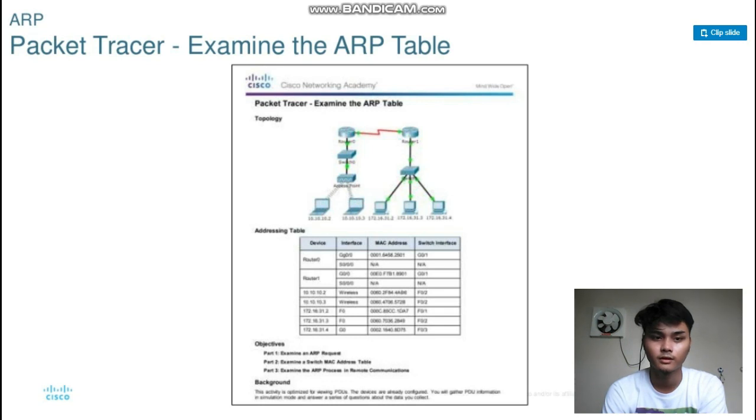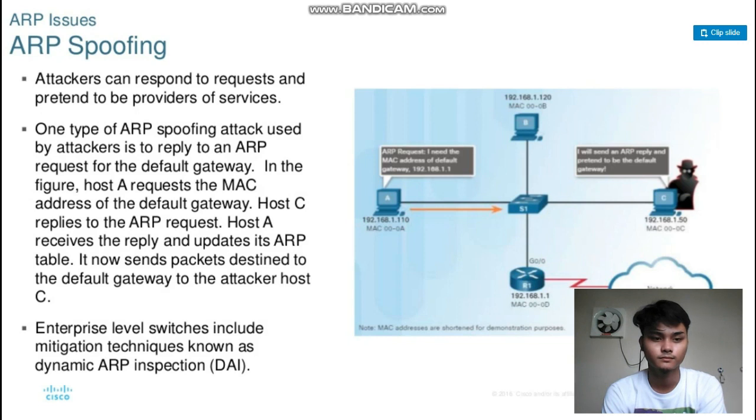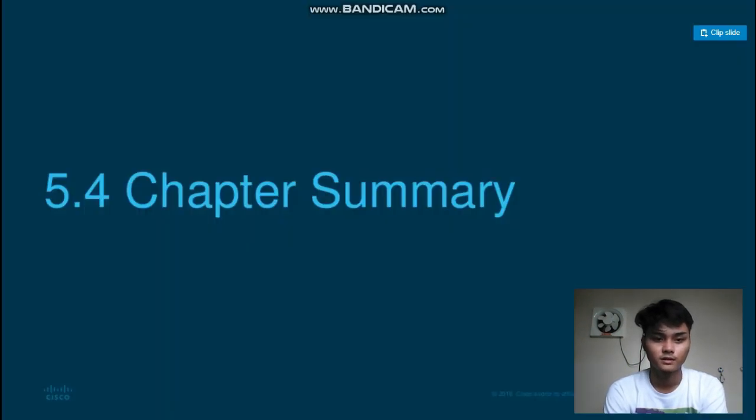So we have a lab here. An ARP broadcast request is received and processed by every device on the local network. With spoofing, attackers can respond to requests and disrupt the provision of services. It is done by attackers or hackers.